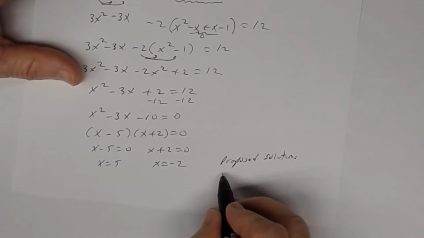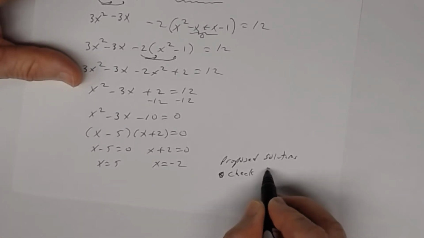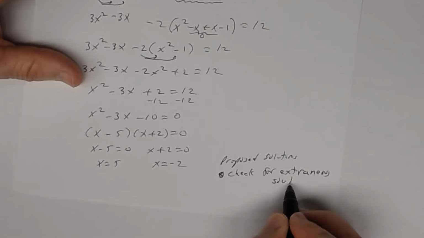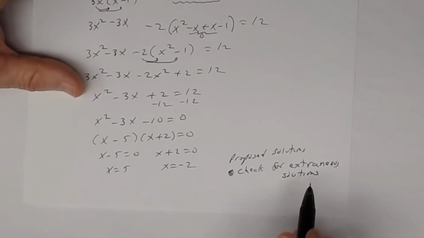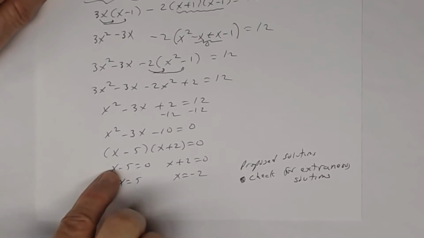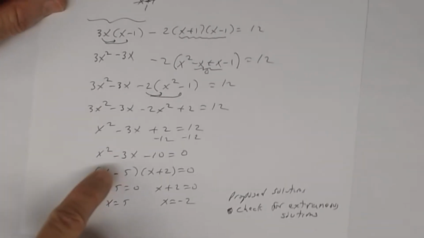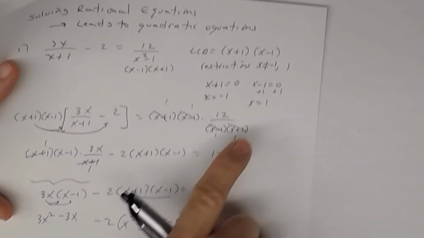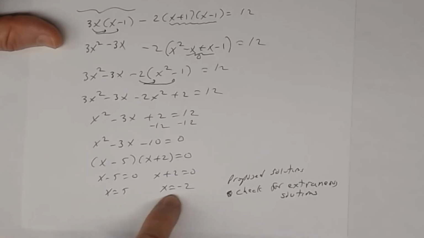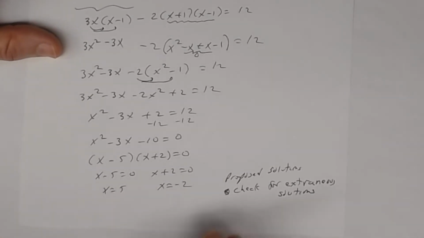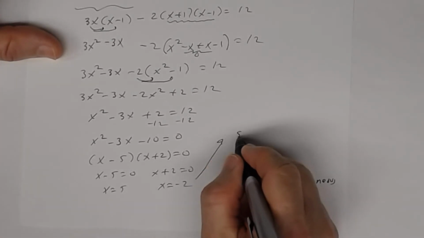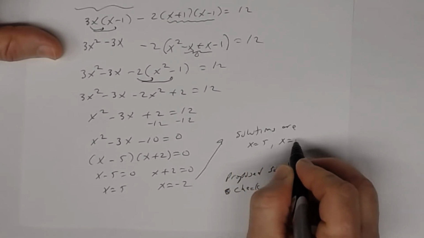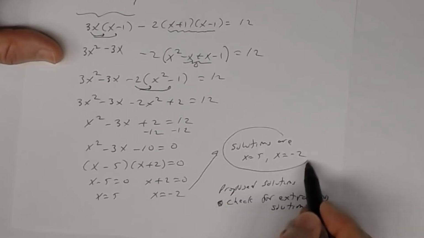So what happens is that you have to check for extraneous solutions. So kind of like false solutions. Extraneous solutions are solutions to one of the equations in the process, but not a solution to the original. And basically you just look for those restrictions. My restrictions are 1, -1. Are any of these my restrictions? The answer is no. So there are no extraneous solutions. So you're going to say solutions are, there are two of them, x equal 5 and x equal -2. Okay? And that's it. That's all you do.